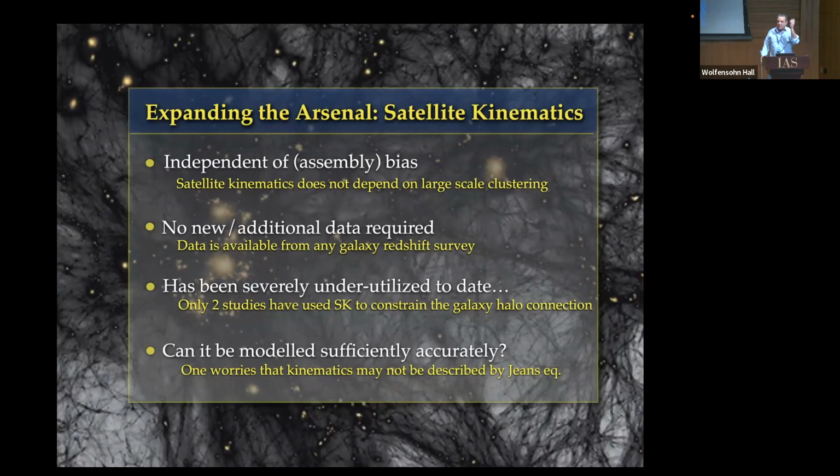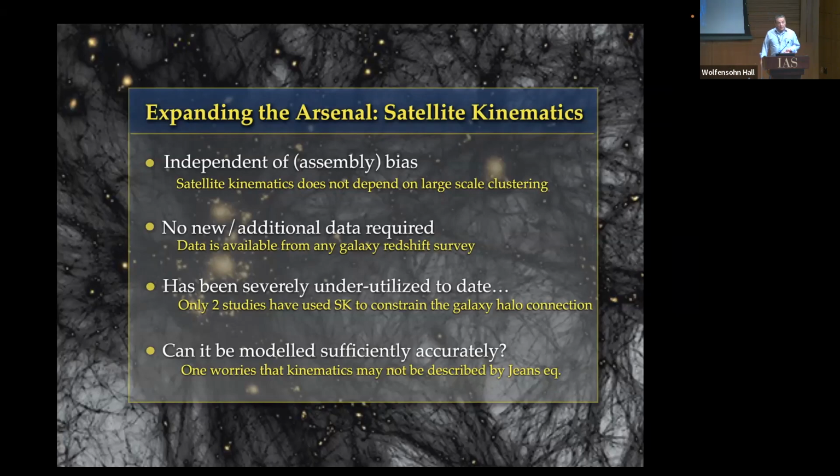I don't have to go out and measure tiny image distortions in a photometric survey or any of that. It comes for free. Yet, this has been severely underutilized to date. I only know of 2 studies that have used satellite kinematics to really constrain the full galaxy halo connection. And incidentally, those were both run by me and my students. In 2009, I worked with Surhud More on that project, and in 2018, with Johannes Lange on a project like that.